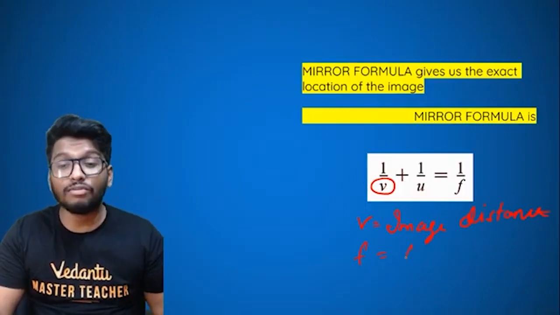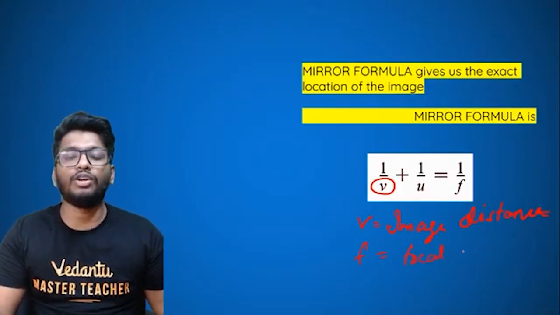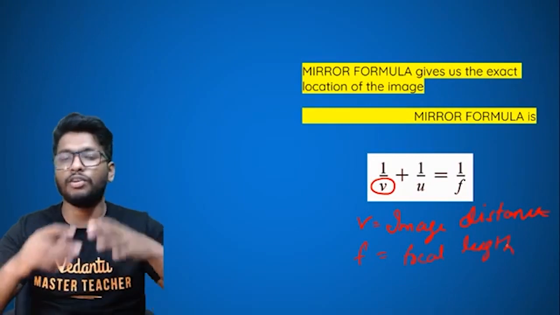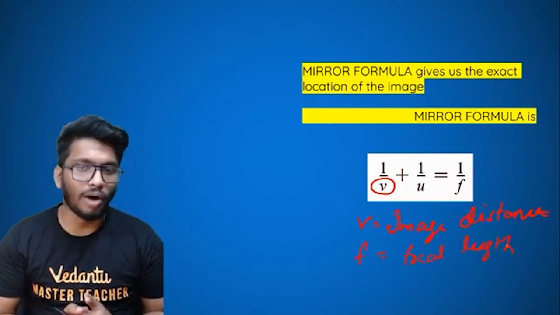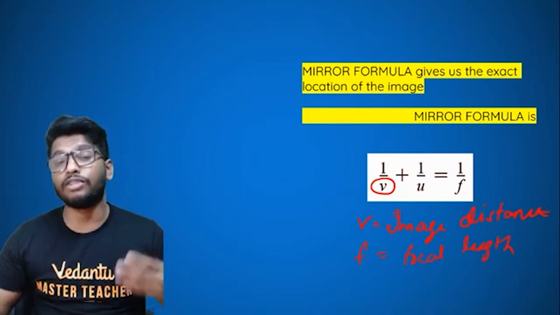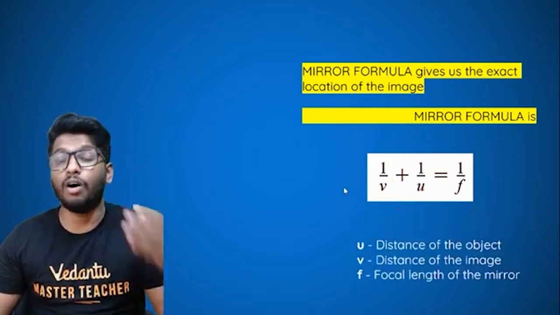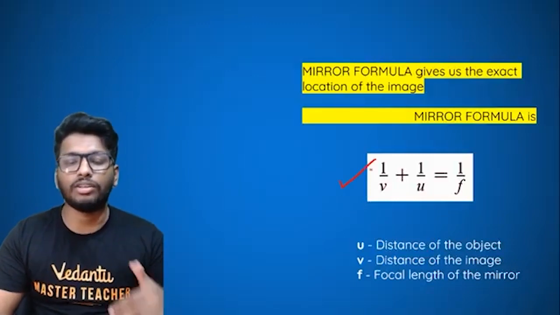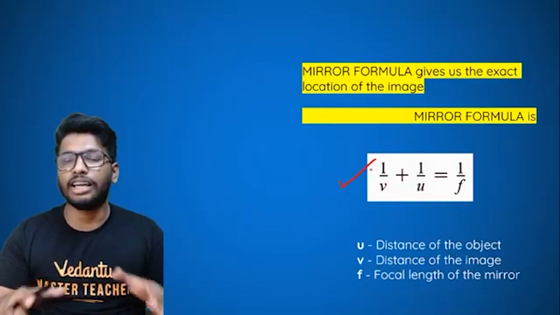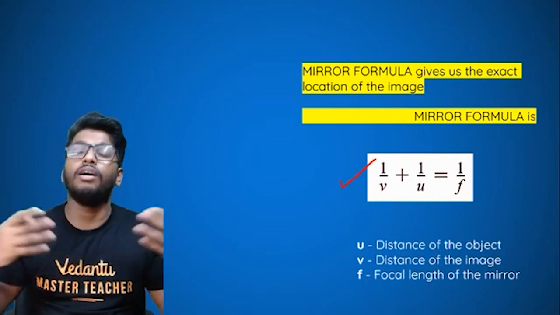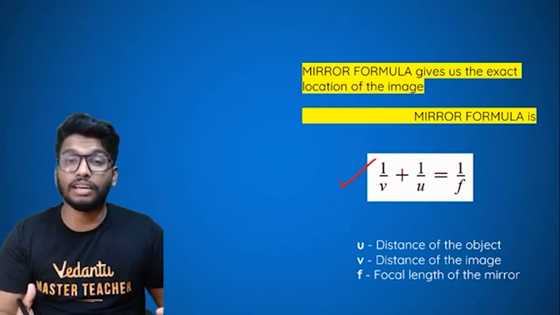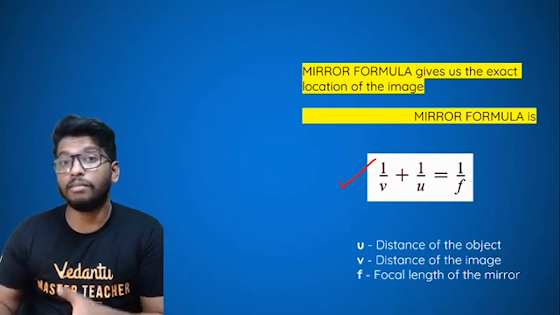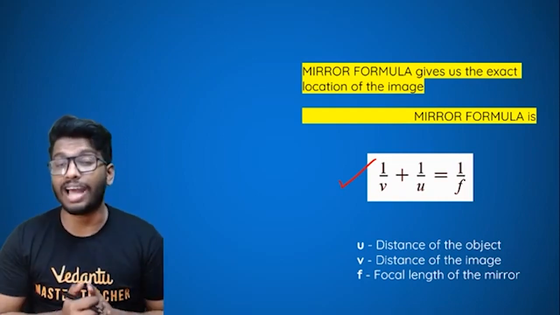So any of these things, if you know two of the values, you'll be able to find out one of them. V is the image distance, F is the focal length, and U is the object distance. As simple as that. If you use this formula, guys, you'll be able to find out the position of the object or of the image, or even the focal length where you have been given the value of both image distance and object distance.